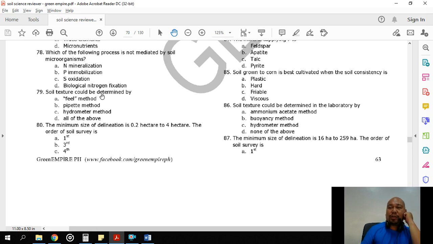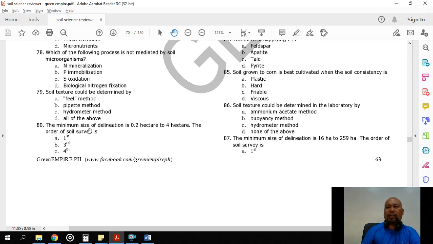Soil texture could be determined by feel method, pipette method, hydrometer method, all of the above. I'm pretty sure it's all of the above, okay? We've done this one before. I'm not sure about you, I haven't taught your classes before, so I'm not sure if we covered this one. But all these three are the different methods in determining the texture of a sample of soil.